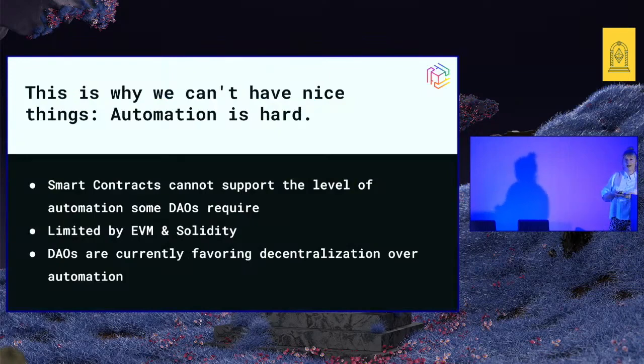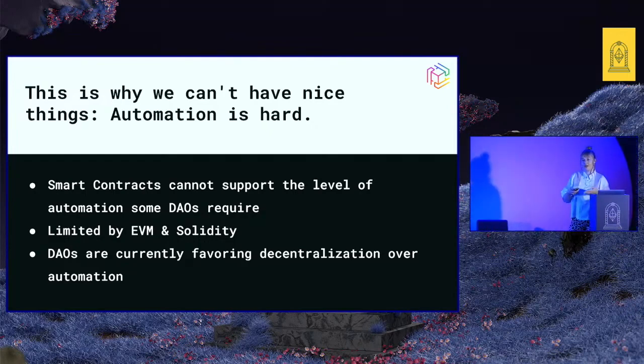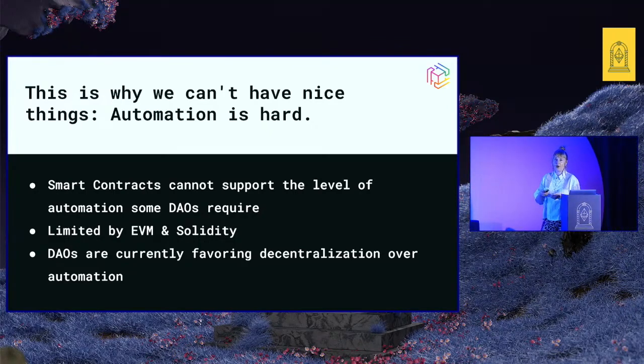The reason why we can't do all of these things on-chain is because of the Ethereum EVM, right? Everything on-chain runs in Solidity code, and it has to run in the EVM, and thereby smart contracts, even though they're called smart, are actually not really that smart. So you can't really do that much on-chain directly. Therefore, DAOs are basically favoring decentralization over their automation needs.